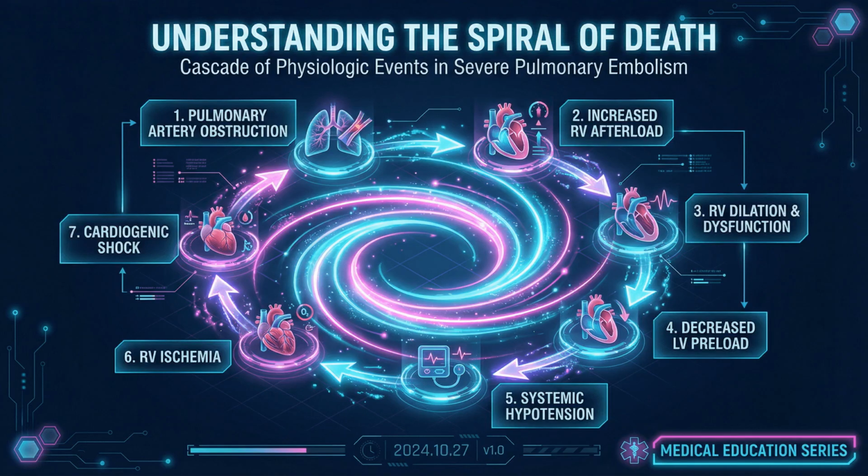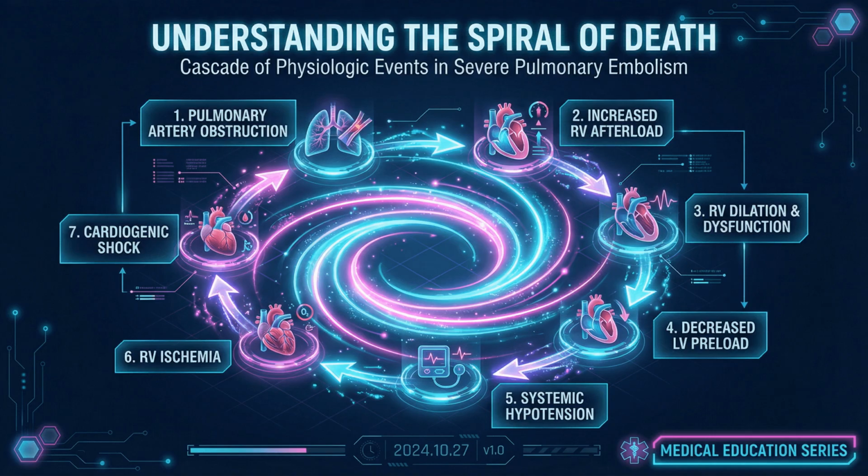Let's delve into what we call the spiral of death in severe pulmonary embolism, a cascade of physiological events that rapidly worsen the patient's condition if not promptly recognized and treated. It all begins with the obstruction of the pulmonary artery by an embolus. This blockage suddenly increases the resistance against which the right ventricle has to pump, known as increased right ventricular afterload. The right ventricle, which is not designed to handle high pressure, begins to dilate and lose its ability to contract effectively. As the right ventricle dilates and its function declines, it impairs the filling of the left ventricle.